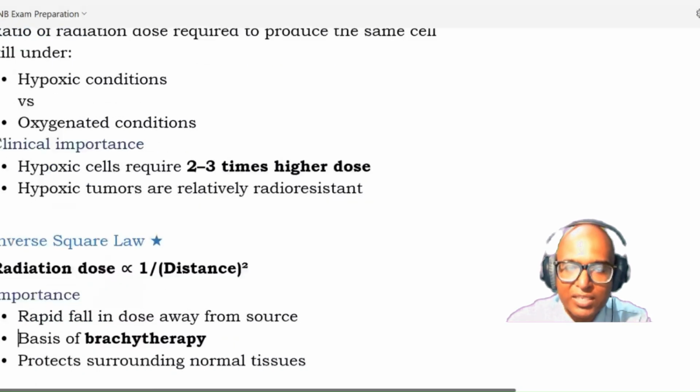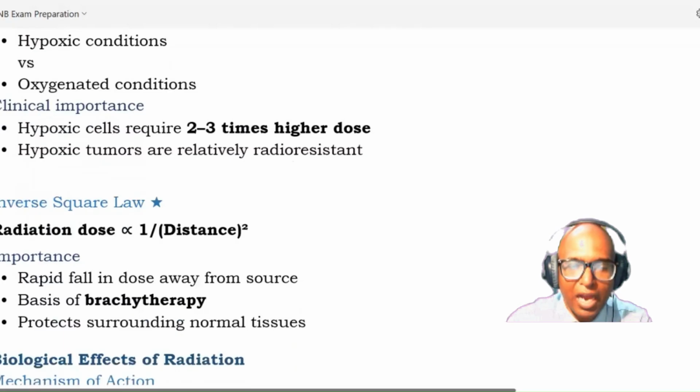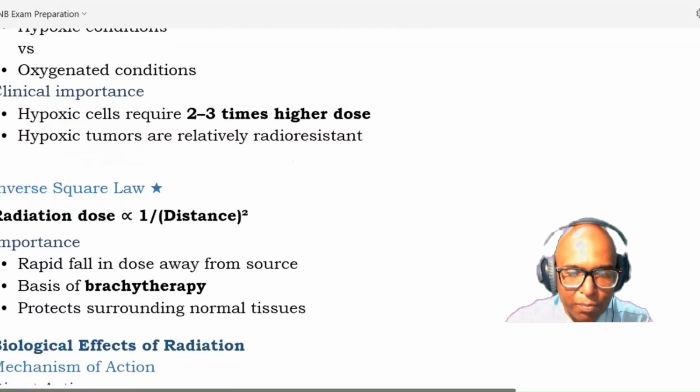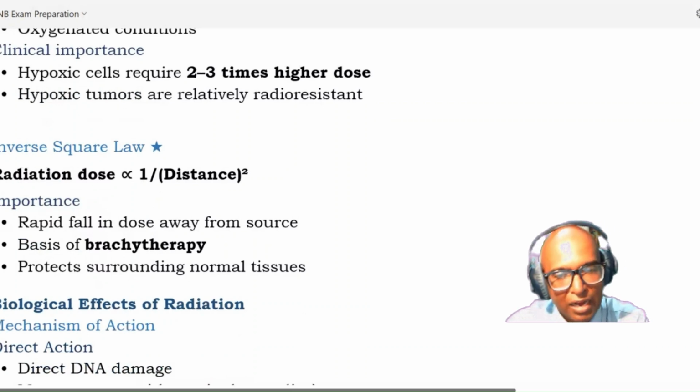Second is the inverse square law. This is also a very frequently asked viva question. What is the inverse square law? The amount of radiation at one particular point is inversely proportional to the square of the distance from the radiation source. So the dose of radiation at one particular point is inversely proportional to the square of the distance from the radiation source. What is the importance? There is a rapid fall in the dose away from the source.